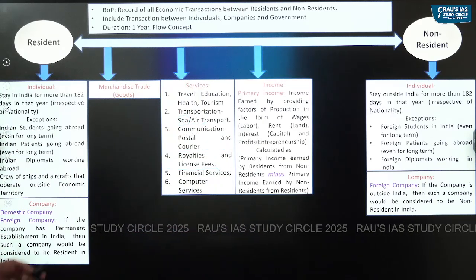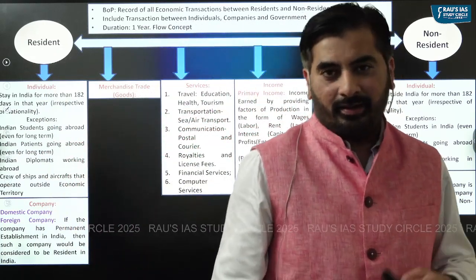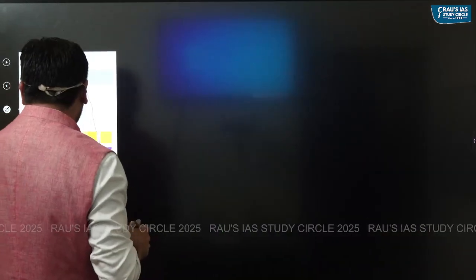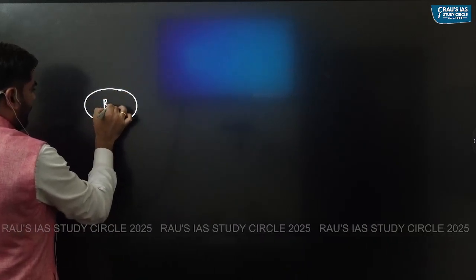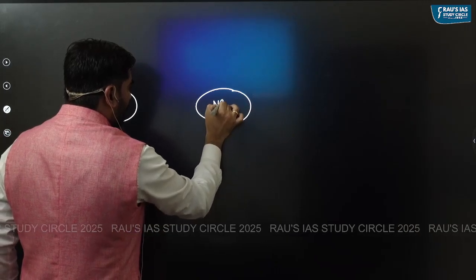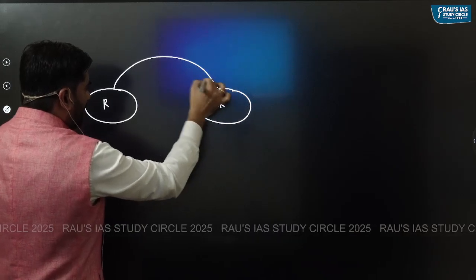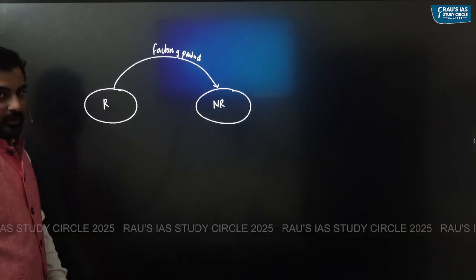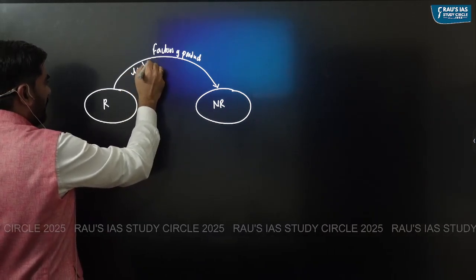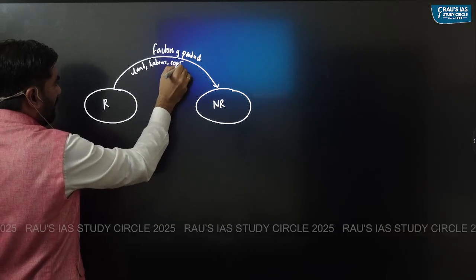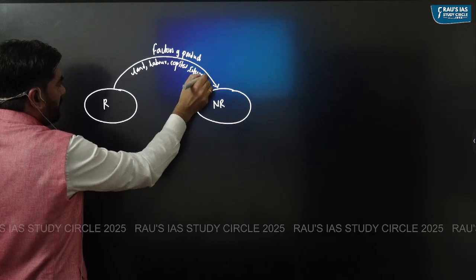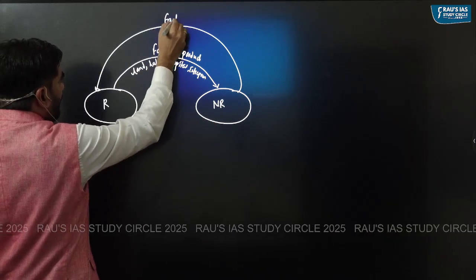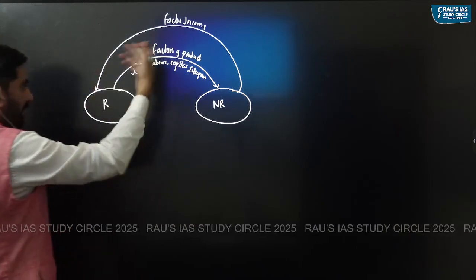The next one is quite interesting. It is primary income and secondary income. So what is this primary and secondary income? Let's understand this through an example. Let's say you have residents in India and these are non-residents. The residents based in India, they may provide factors of production to the non-residents. What are the factors of production? You could say land, labor, capital, and entrepreneurship. In return for factors of production, the residents will receive what is called factor income. They will get factor income from non-residents.